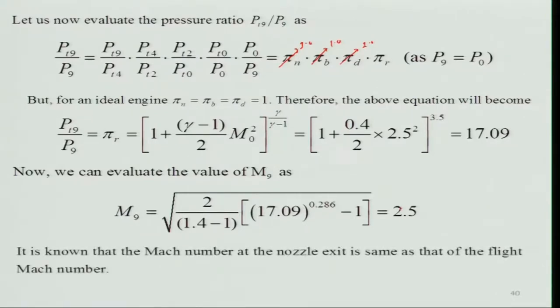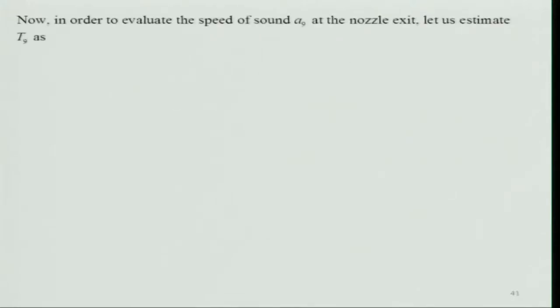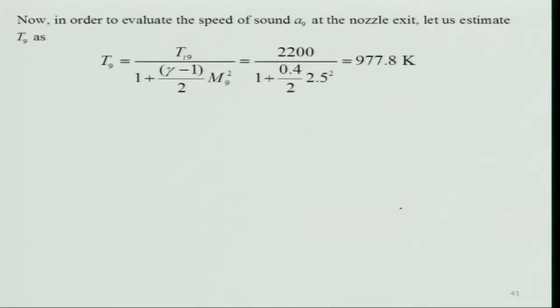Now, in order to evaluate the speed of sound A9, I need to find out T9. You can find out T9 by these relations, and you will get that it happens to be 977.8 Kelvin.